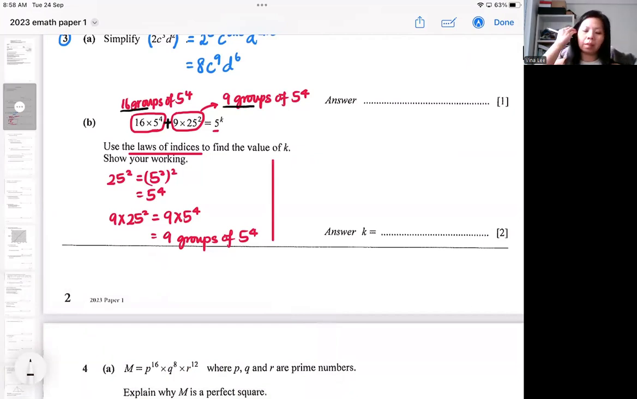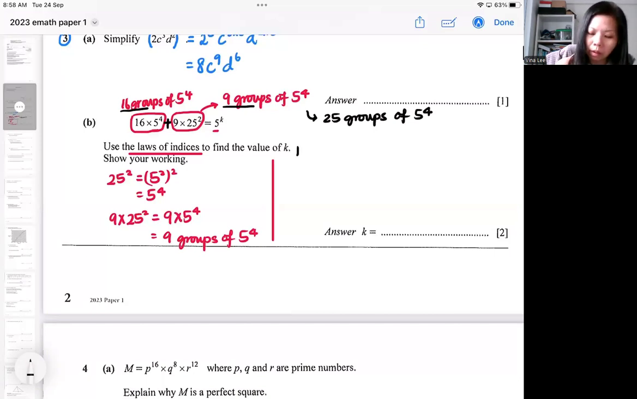If you see it as 16 groups of 5 power 4 and 9 groups of 5 power 4, when you add up, 16 plus 9 will be 25. You will get 25 groups of 5 power 4. So overall, this is what you're supposed to present. When you write 16 times 5 power 4, in your head you should register 16 groups, and then you've got 9 groups. So in total, I will get 25 groups.